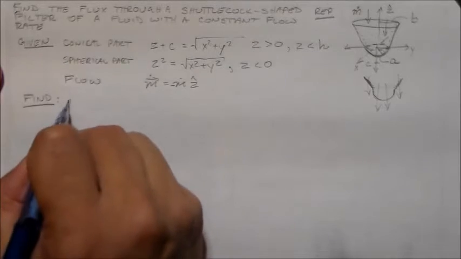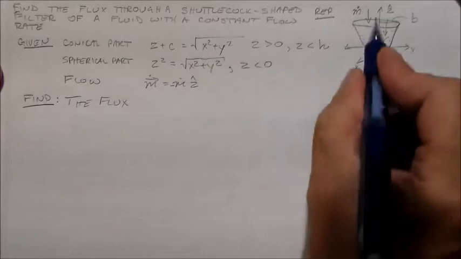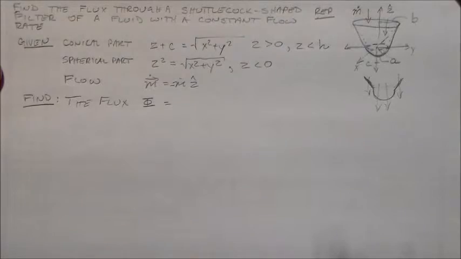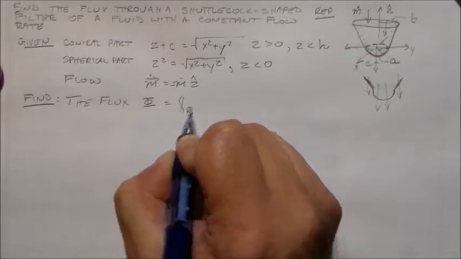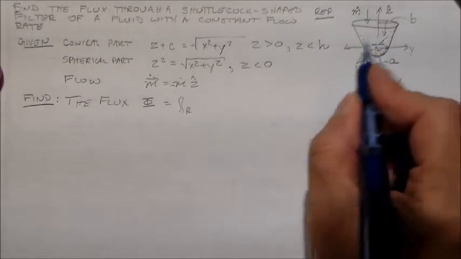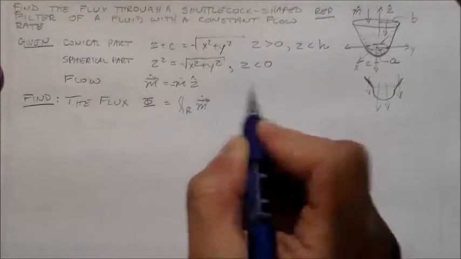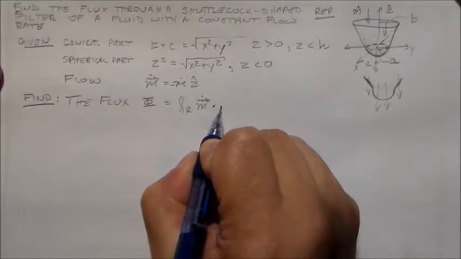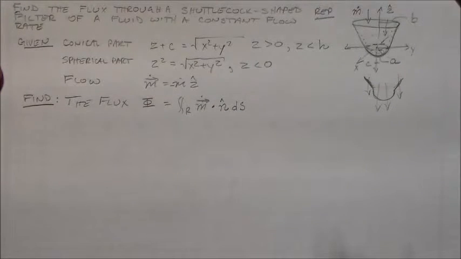Then we want to find the flux, or the total amount of stuff coming through there. And we'll just call that phi. And what would phi be equal to? It's just the double integral over this surface here of m dot dotted into the surface element, which is the normal times the surface element, like that. So we can work with that, right?